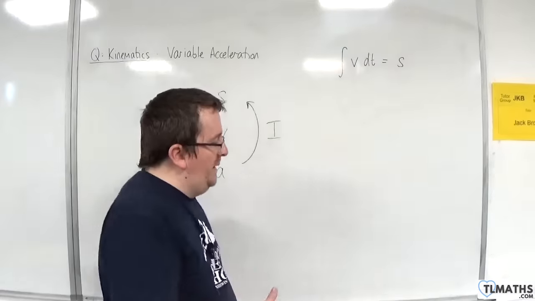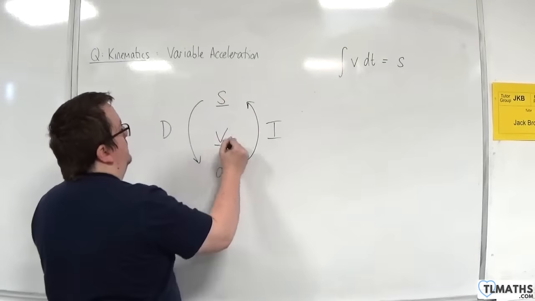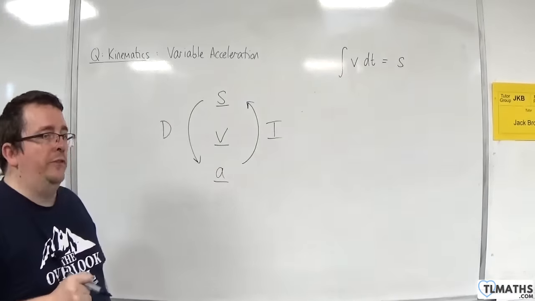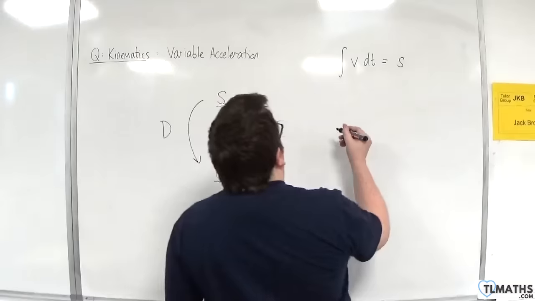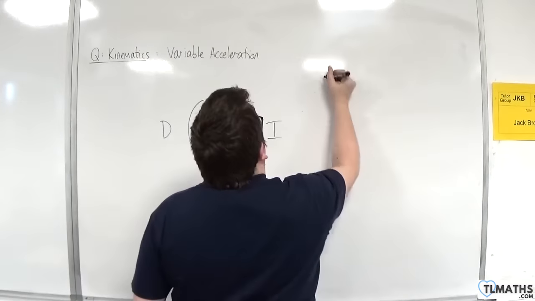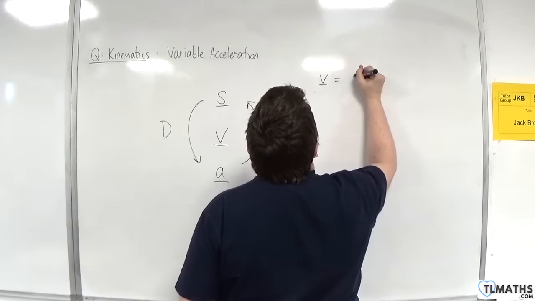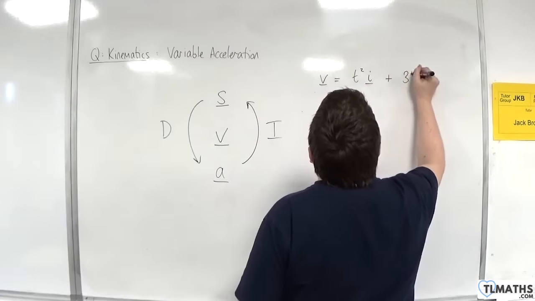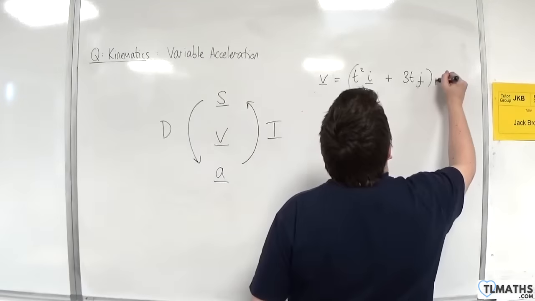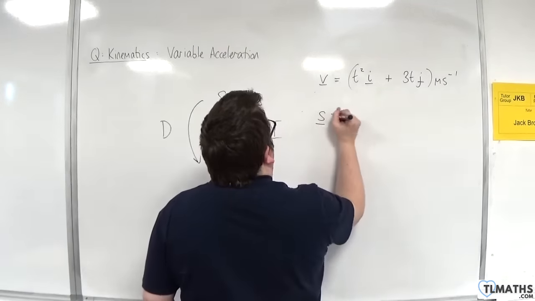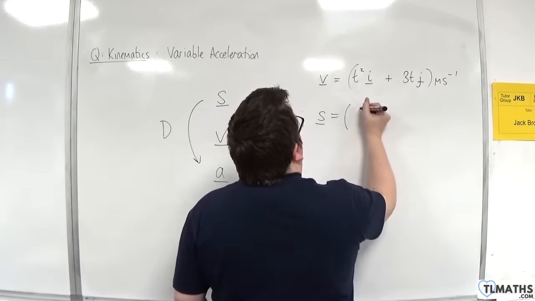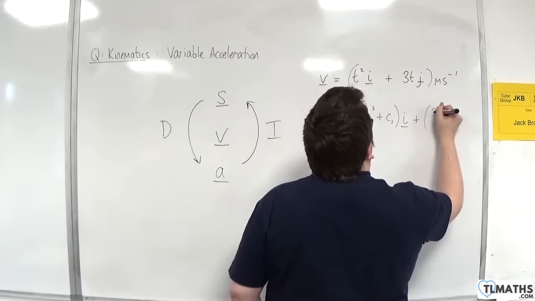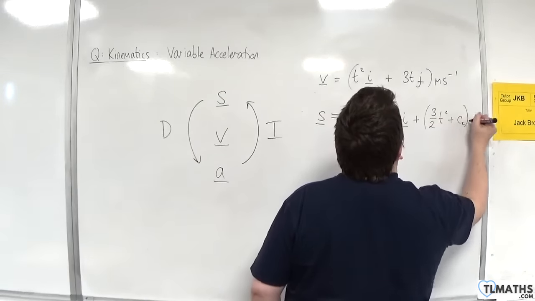Okay, now this could be done in 1D or 2D. Okay, in which case, when you are integrating, you've got to make sure that you add in two constants of integration. Let's give an example. So let's say the velocity is equal to, let's go with t squared i plus 3t j, and that's meters per second. Then the displacement is the integral of that, so that would be 1/3 t cubed plus some constant c1 i plus 3/2 t squared plus some constant c2 j.